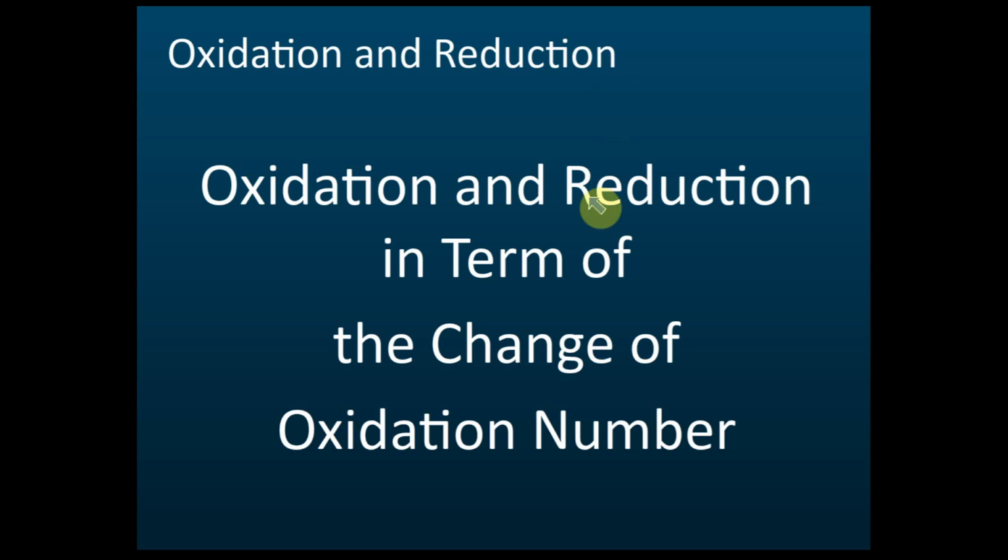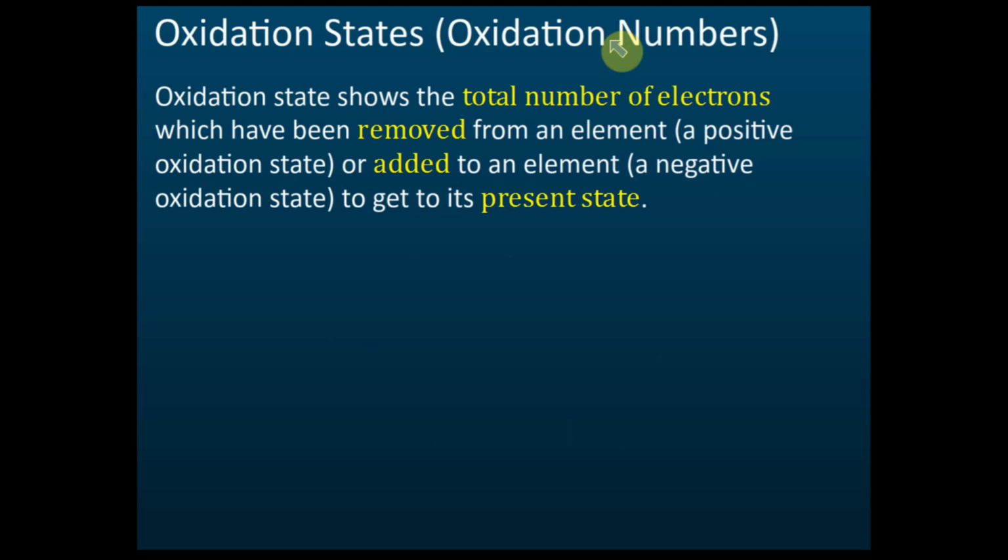Oxidations and reductions in terms of change of oxidation number. Now, the very first thing that we need to know is what does it mean by oxidation states or oxidation number? Oxidation state shows the total numbers of electrons which have been removed from an element or added to an element to get to its present state.